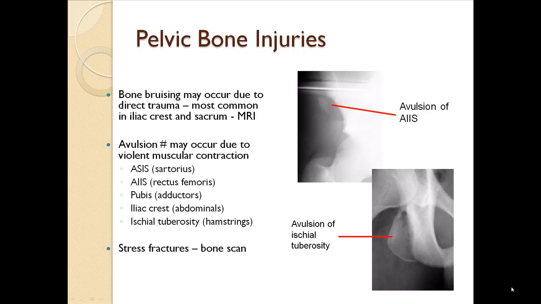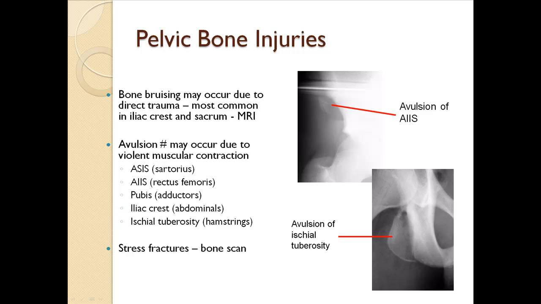Avulsion fractures, on the other hand, may occur as a result of violent contraction of muscles. Over here we have an avulsion fracture of the ischial tuberosity, which is as a result of an excessive pull of the hamstring muscles. Here is an avulsion injury of the anterior inferior iliac spine, which is associated with rectus femoris. The anterior superior iliac spine may become avulsed from a violent contraction of sartorius, and the other sites that we see avulsion fractures are the top of the iliac crest when the abdominals pull too hard, or the anterior aspect of the pubis where the adductors pull too hard.